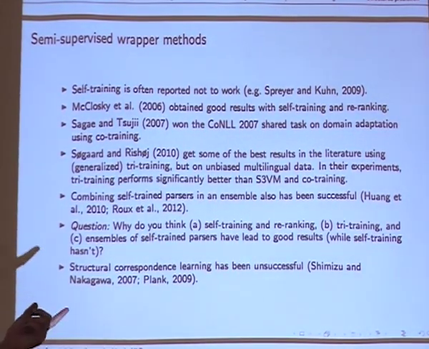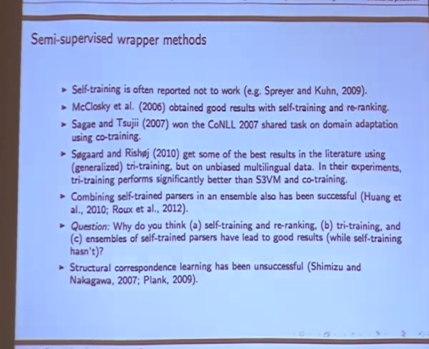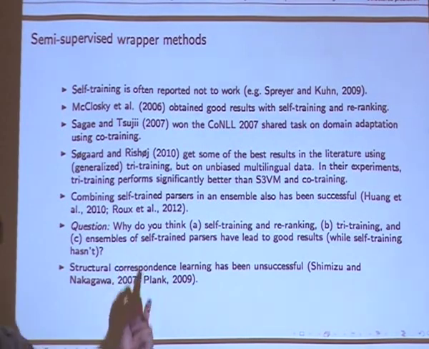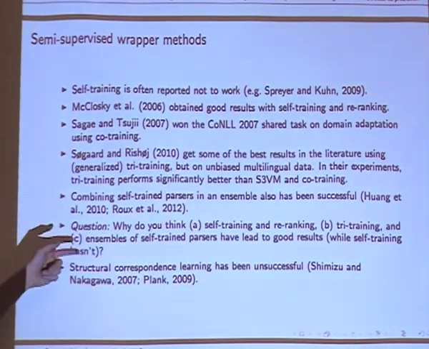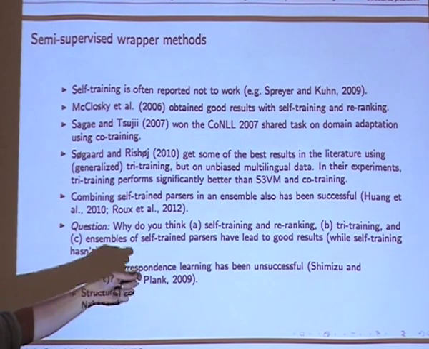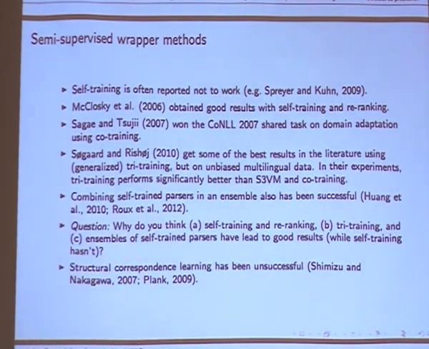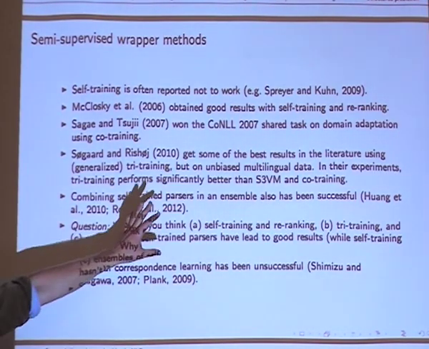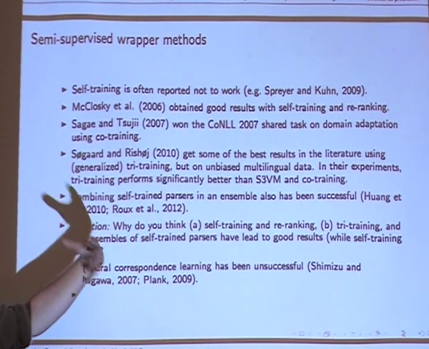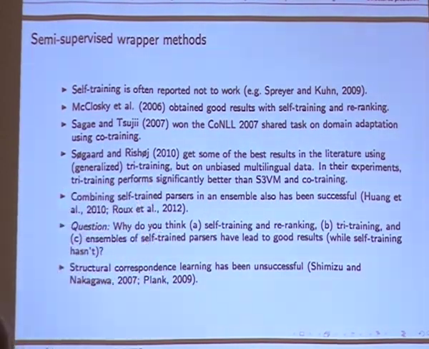It's interesting to try to see the overall picture here, because while self-training doesn't work, self-training with a re-ranker seems to work, tri-training seems to work, and ensembles of self-trained parsers seem to work. So in a way it's not very surprising, because one of the things you know from machine learning is that ensembles give you more robust classifiers. And all these are in some way constructing an ensemble with some parsers learning from other parsers.